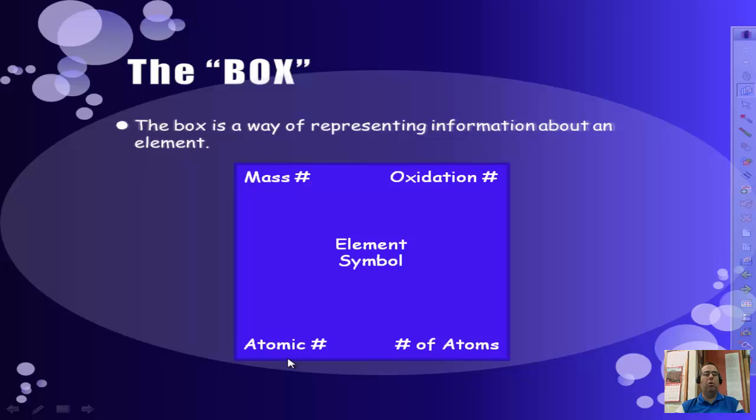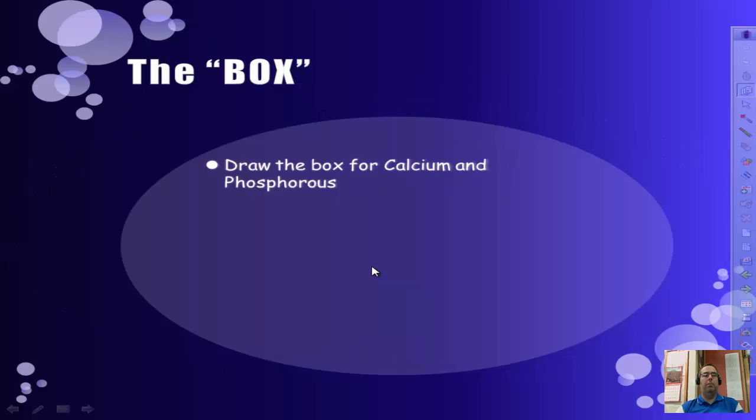In the lower left-hand corner, that's going to be your atomic number. Up here is going to be the oxidation number. The oxidation number is just that charge that we talked about when we talked about the trend on the periodic table. Number of atoms, I'll go ahead and explain that one when I actually jump into an example. And then what we'll do is we'll put our symbol in the middle.